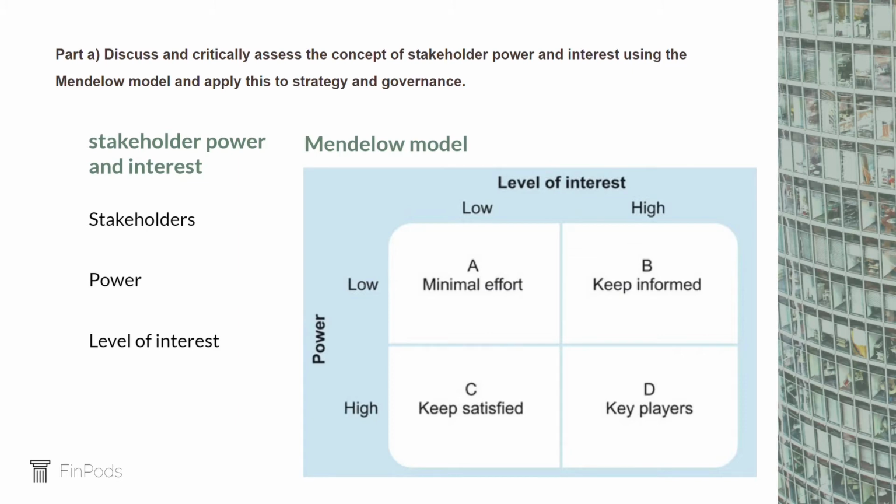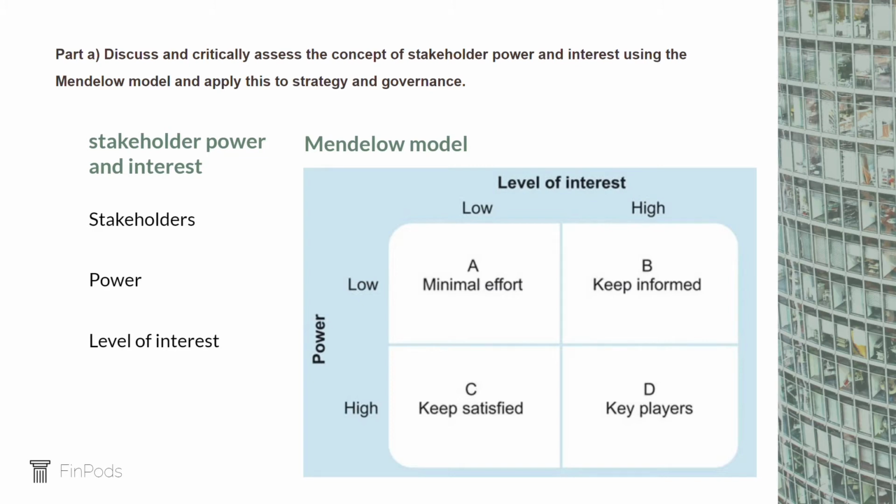In the top left corner, with low power and low interest, the matrix informs us that the stakeholder requires minimal effort. In the top right corner, with high interest but low power, the stakeholders must be kept informed. In the bottom left corner, with high power but low interest, the stakeholders must be kept satisfied. And finally, in the bottom right corner, with high power and high interest, the stakeholders are defined as key players and must be central to the company's agenda.